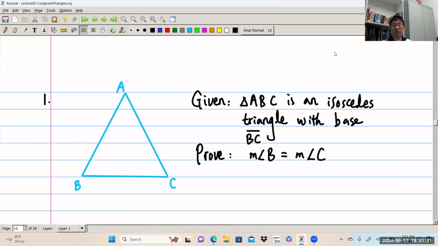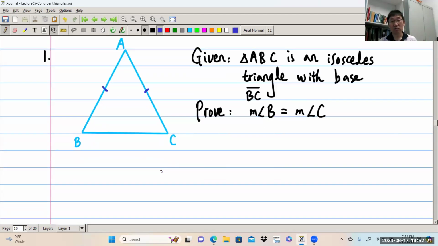Okay, look at this example here. Given triangle ABC as an isosceles triangle with base BC. If BC is the base, that means AB and AC are 2 what? Called 2 legs, and they are congruent. Let me mark these 2 legs as congruent legs. Now I want you to prove angle B is congruent to angle C, the congruence of these 2 base angles. And this is a fact you have to remember later on: when you have an isosceles triangle, the two base angles must be congruent. Okay, the 2 legs are congruent.